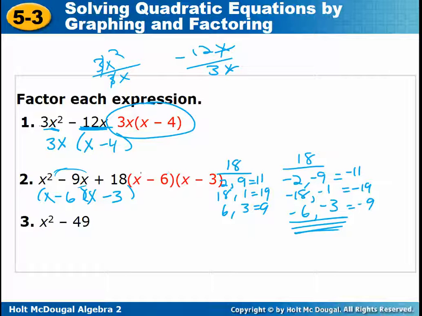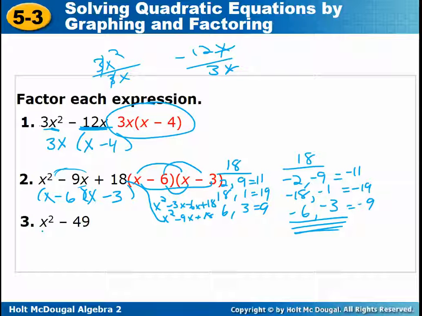And we check with FOIL. So x times x is x squared, minus 3x, minus 6x, plus 18. And then we can see that our middle terms will add together, and we will get the original. These two things should match.